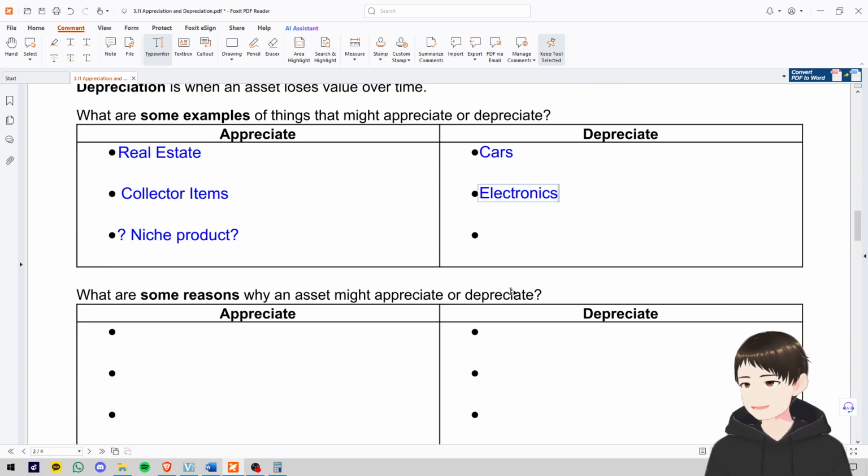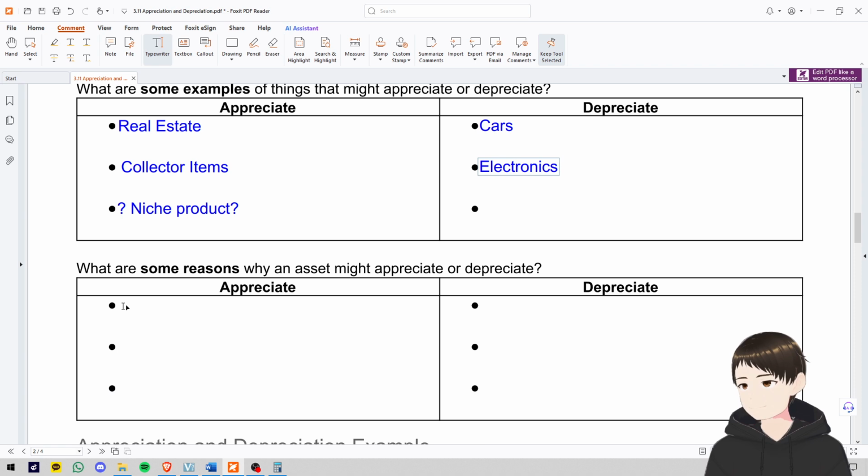Why do they appreciate or depreciate? It's the same reasons, but opposite in direction. Here, there is a high demand. Everyone wants it. If everyone wants it, like an auction, people will bid for it, and they'll pay a high price because they want that prestige of having it. Depreciate, there's a low demand. Nobody wants it, so why would you even keep it? It's basically trash if nobody wants it.